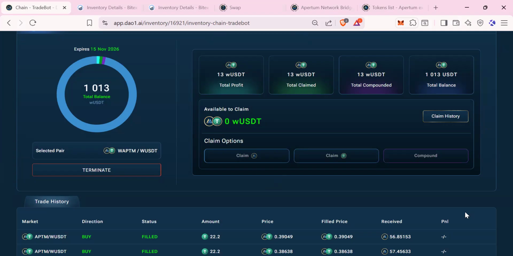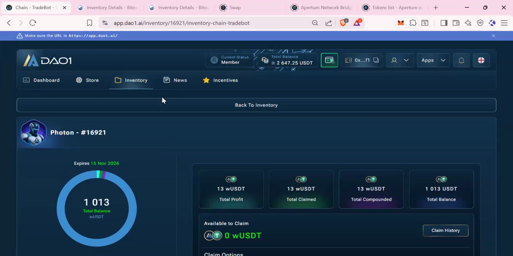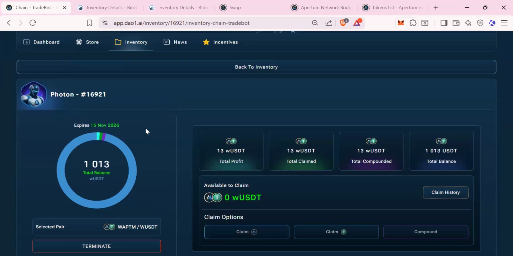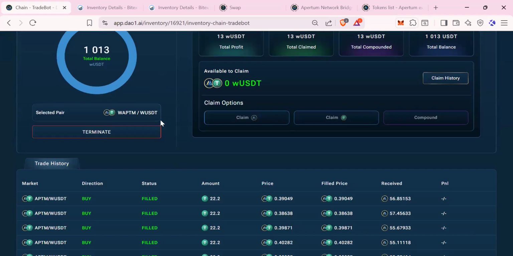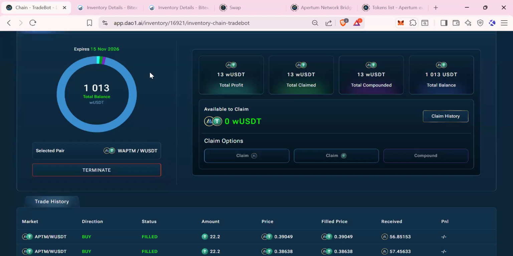Total profit, total claim, total compound balance. Now there's a feature on this bot as well. You see this terminate button here? If you go to the older bots that you bought, when did you buy this one? It expires on the 15th of November, 2025, because it gives you a year. So you bought this about 2 weeks ago. The bots that you bought recently, this figure here, you will never get less.